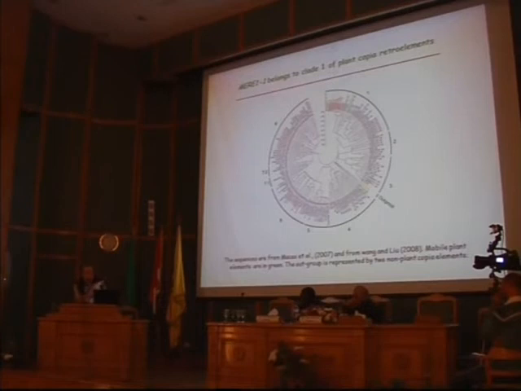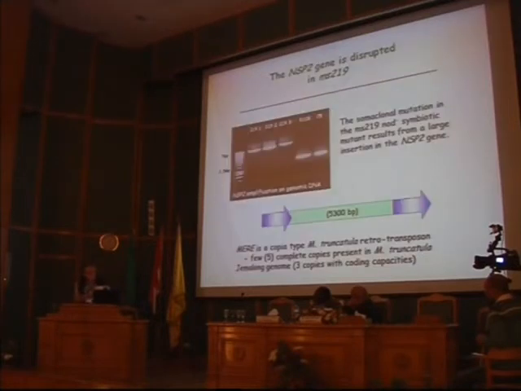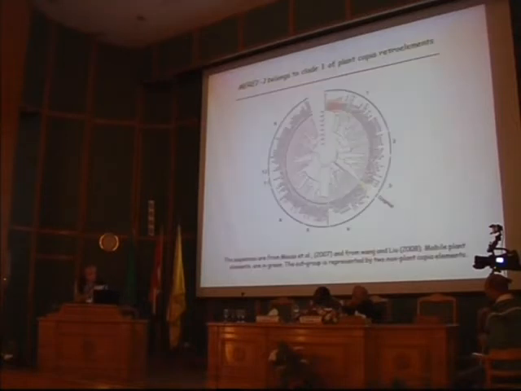These are plant copia type elements. And you see that they are all grouping in the same region. What is interesting is that, probably we cannot read on this, but the one we call MER, for Medicago retroelement, is in the same group as the TNT one from tobacco.